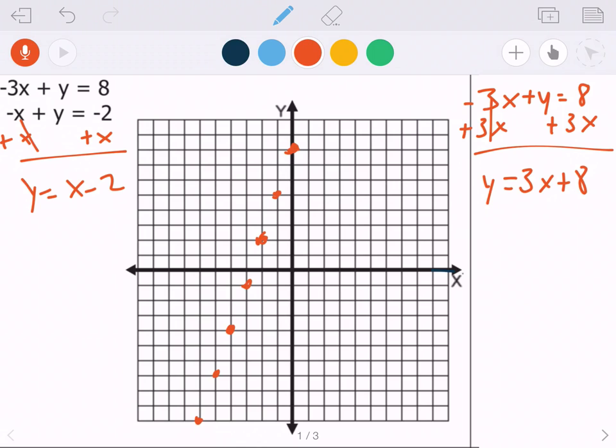When you're graphing, I highly suggest using a ruler. And you're going to need to extend your lines as far as you can because you want to see where they cross if possible. So there's my first line. My second line, y equals x minus 2. Again, I put a point on the y-intercept, which is negative 2. And then my slope is positive 1. So I'm making a bunch of points here.